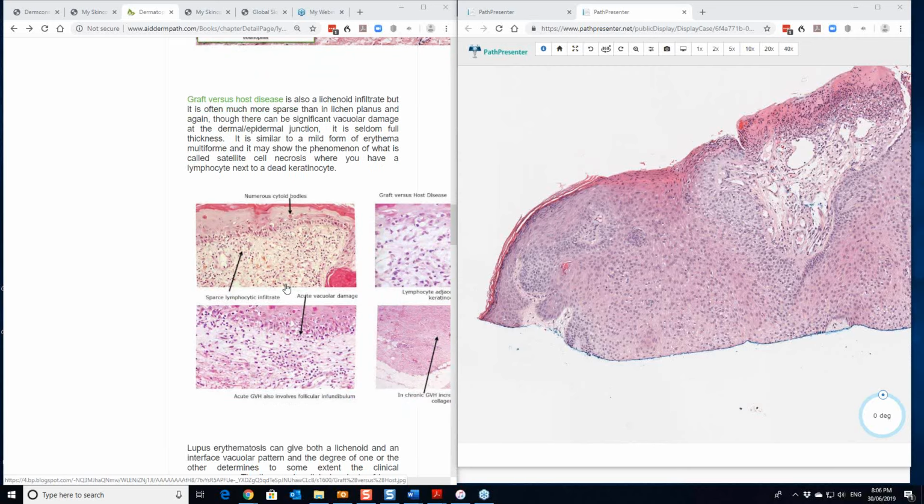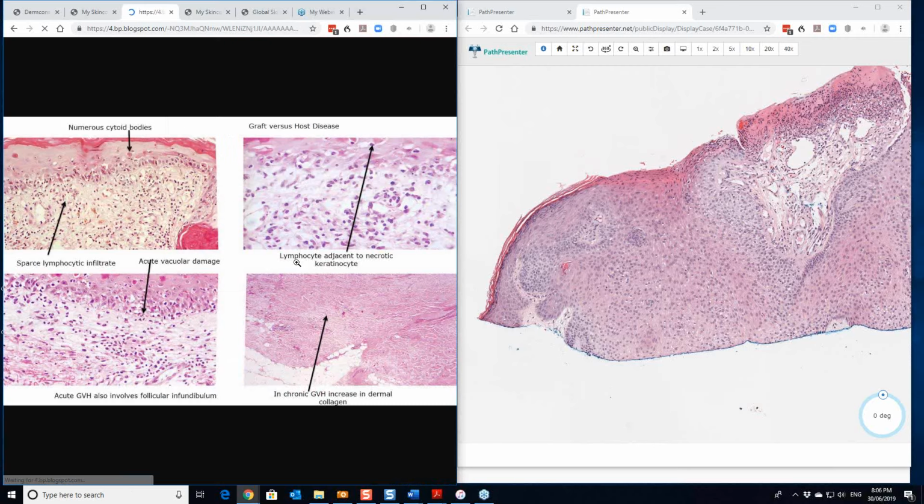These are some pictures of it here that we might just have a little look at. Again, these cytoid bodies that we spoke about before, again, damage at the dermoepidermal junction. A fairly sparse lymphocytic infiltrate here. Often lymphocytes will go into the epidermis, and you'll see what's called satellite cell necrosis. This is where you've got a pair of lymphocytes either side of a keratinocyte, and they're killing the keratinocyte.